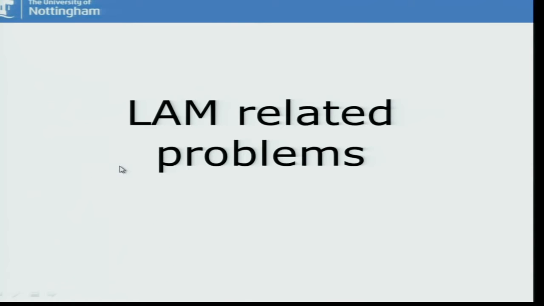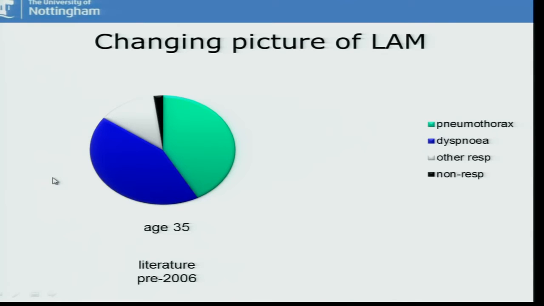So I'm just going to talk a little bit now about LAM-related problems. And the first thing I'm going to highlight is that the picture of LAM has evolved over the years. So this is a pie chart. The slices of the pie show the relative proportion of people coming to medical attention for LAM because of different symptoms. So this light-coloured one here, that's people who present with pneumothorax. This blue one is people who come to medical attention because of breathlessness. Now, I'm pretty sure these are white and black.